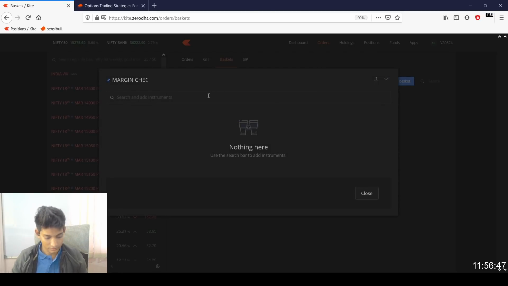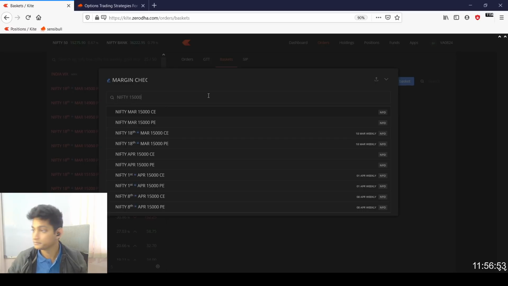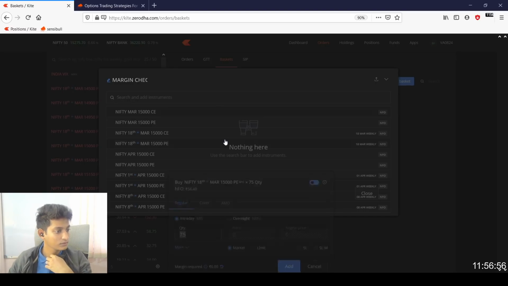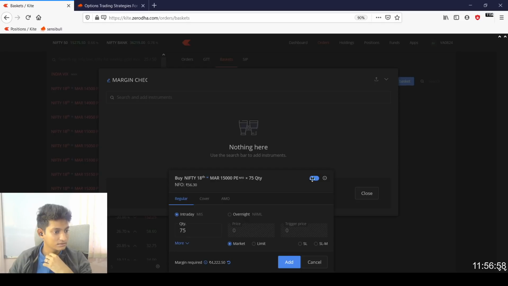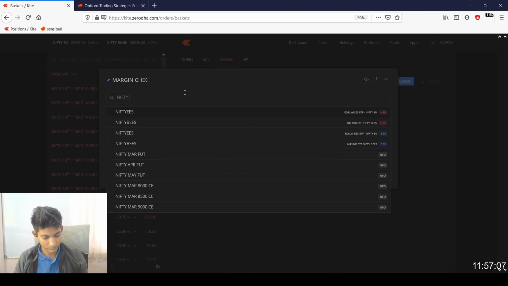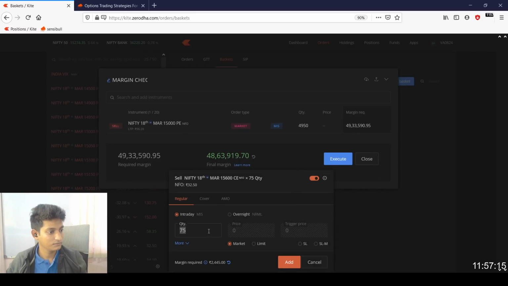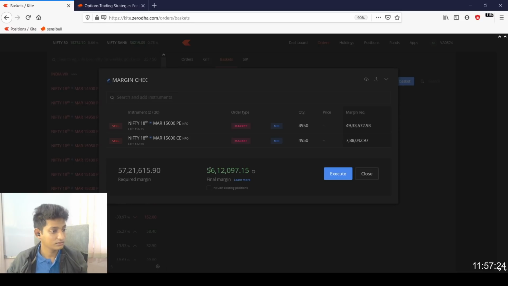Now, if you take a naked trade, right? So let's say Nifty 15,000 put we sell in the weekly, we sell 66 lots, and we sell Nifty 15,600 call, sell 66 lots. Okay, so the margin required for this position will be 66 lakhs, which is very high.